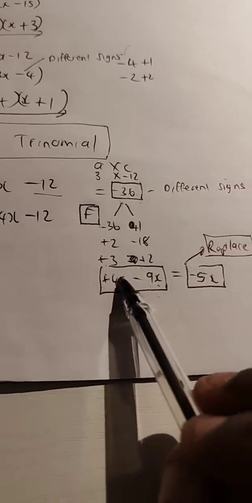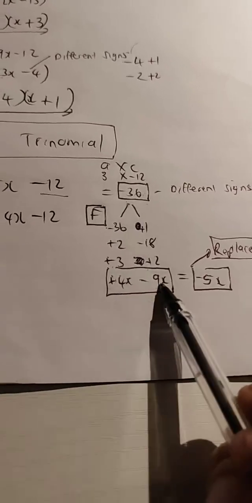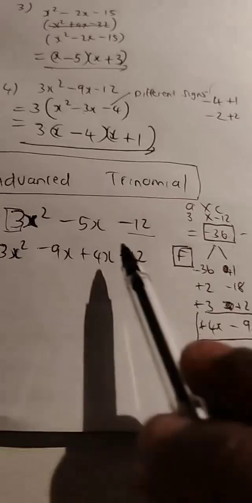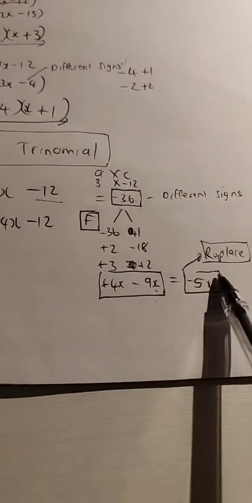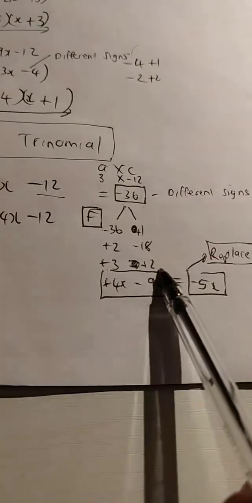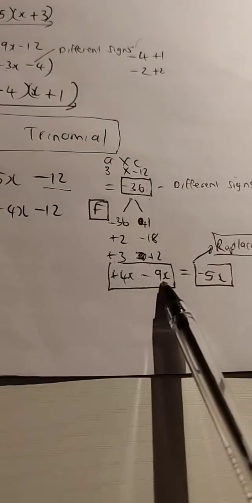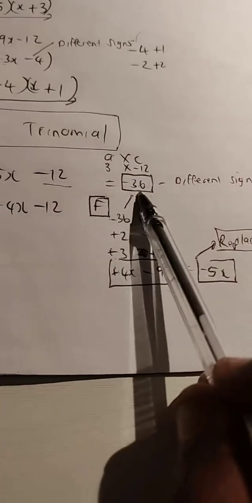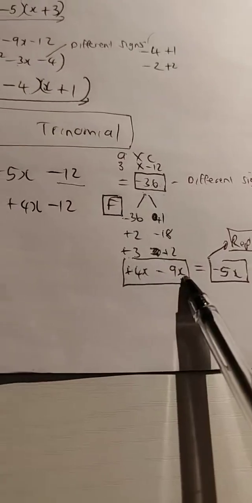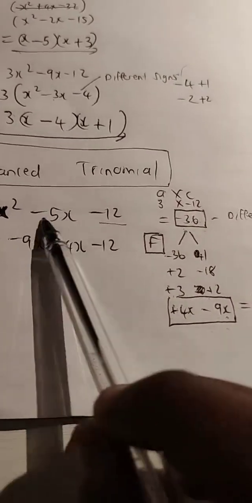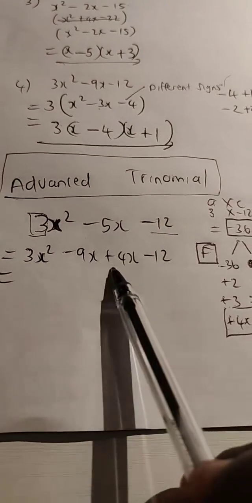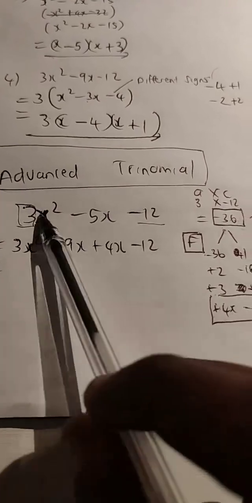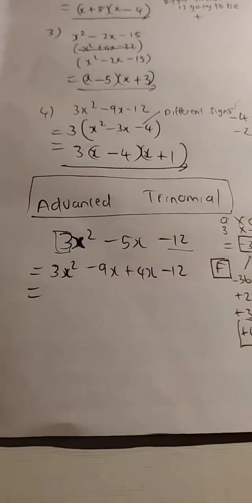So then what I do is I attach x's to the factors that work to give me negative 5x. I attach x's and then I replace the negative 5x, the middle term, with this expression, which are basically my factors with x attached to them. So I replaced negative 5x with negative 9x plus 4x, and then obviously the 3x squared was there, the negative 12 was there. Then I'm going to group factorize.